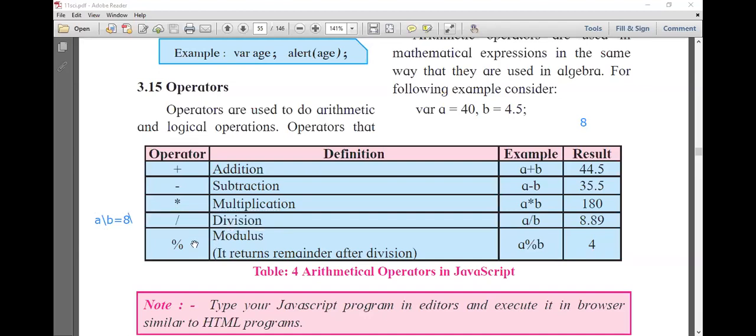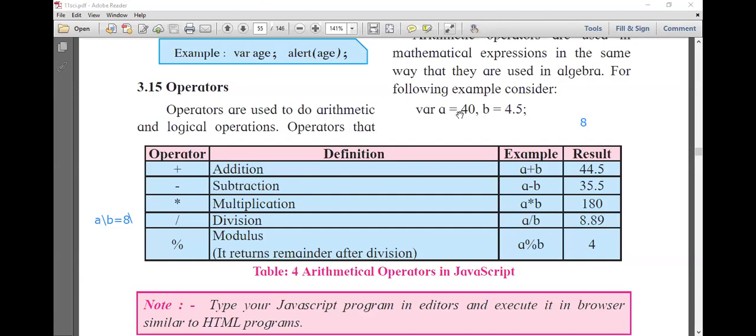Okay, now here is the mod operator. This is called the percentage sign, but it is used for modulus, the mod operator, to find the remainder. To find the remainder of a division, we use this mod operator. Suppose here is a 40 and here is a 4. If you use the mod sign in between the two numbers, that is a mod b, then after division you will get the remainder.